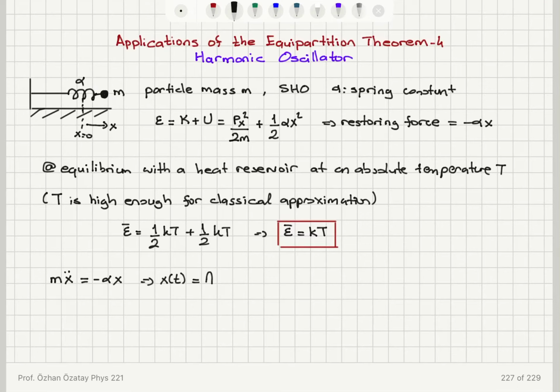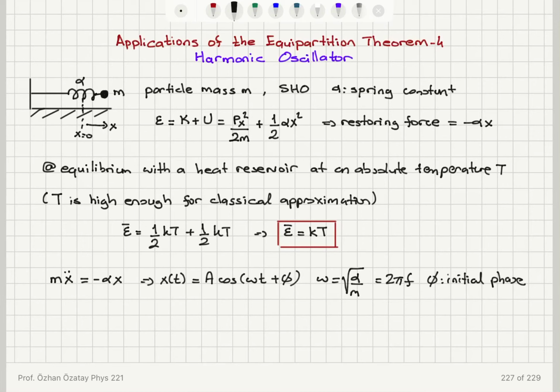A cosine omega t plus phi, where omega is equal to square root alpha over m. It is 2 pi times the frequency of the oscillations. Omega is angular frequency, phi is the initial phase.